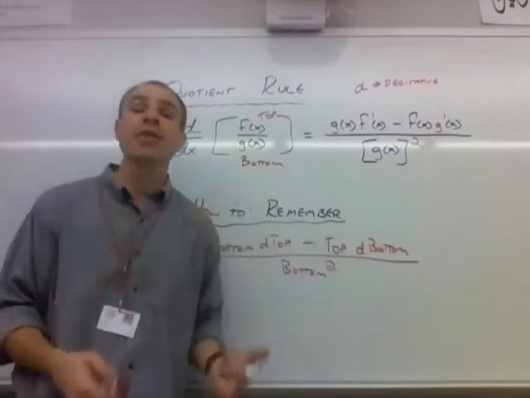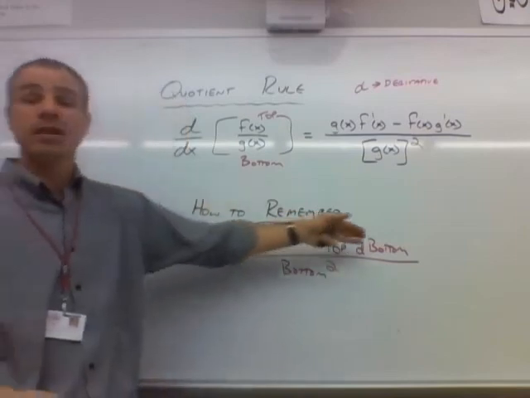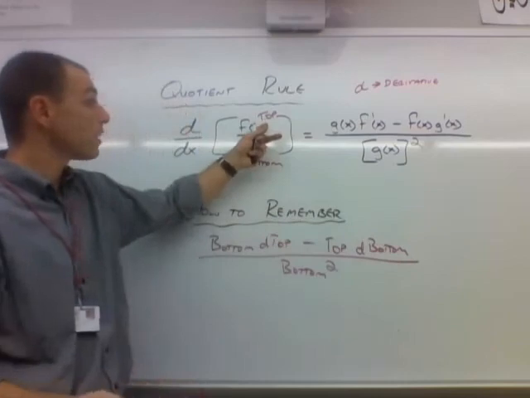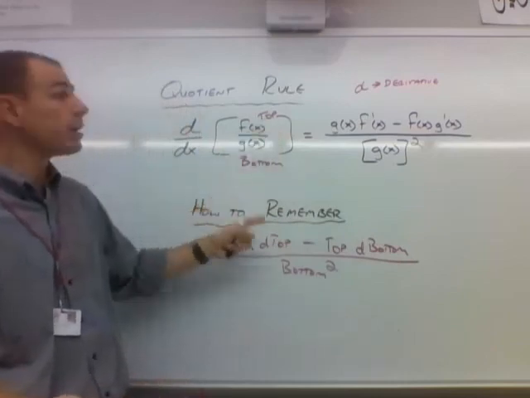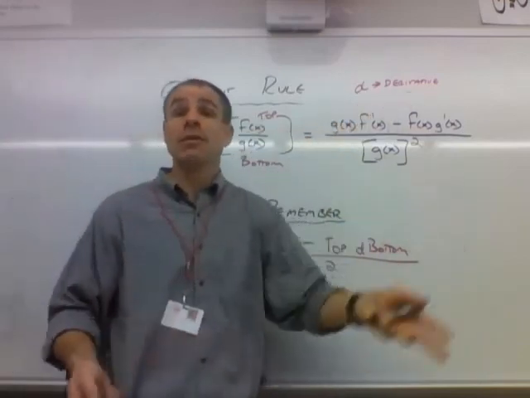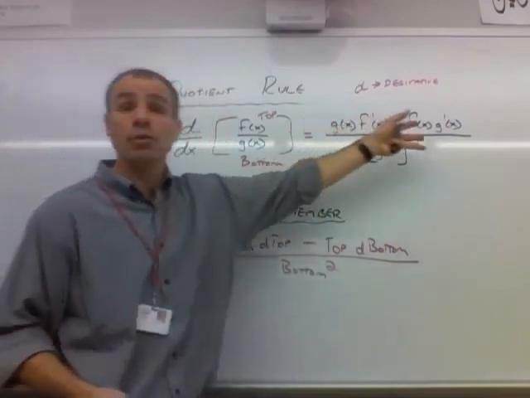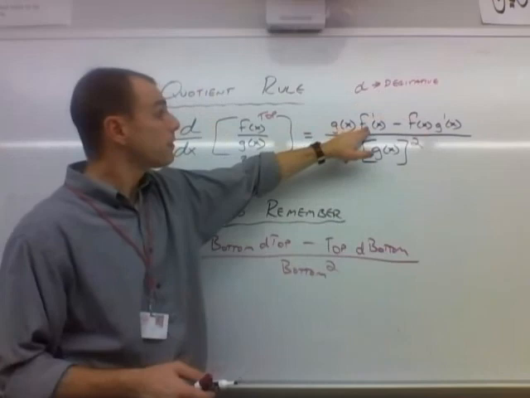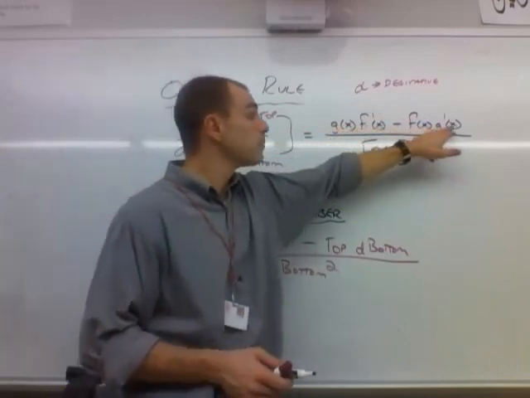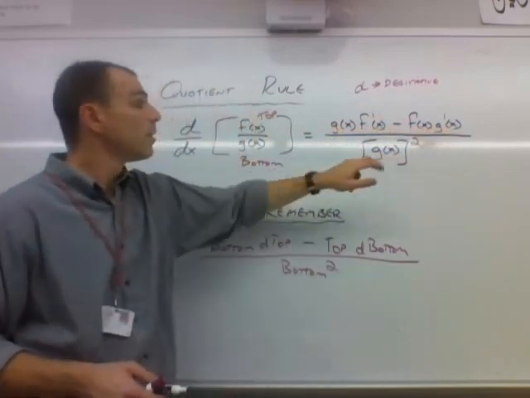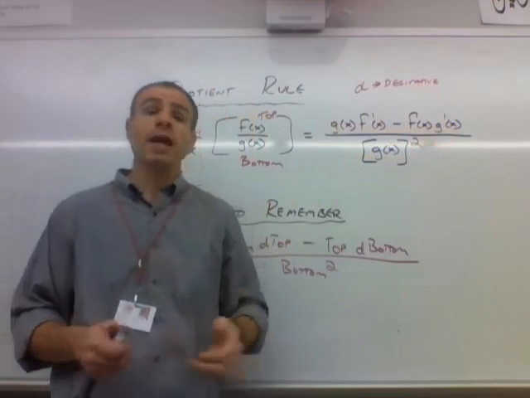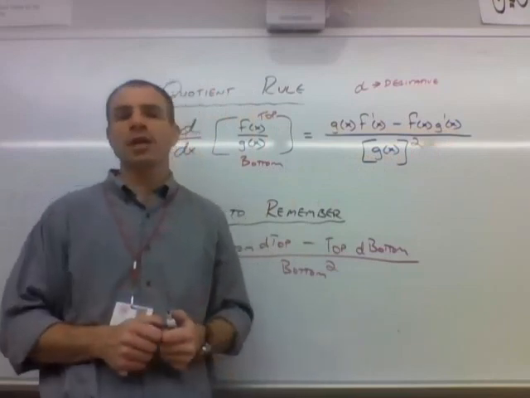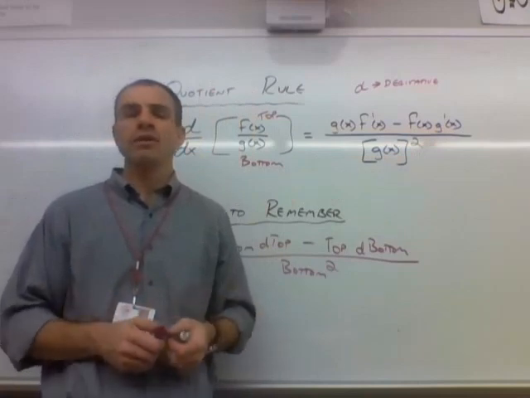If you can remember that, bottom d top minus top d bottom all over bottom squared, keeping in mind that top really means numerator, bottom really means denominator, and d really means take the derivative, then what you have is your quotient rule. Denominator times derivative of the numerator minus numerator times derivative of the denominator, all over denominator squared. That's the quotient rule. It's pretty extensive. We're going to take a look at example number 8 in a second to help get more understanding of it in action.